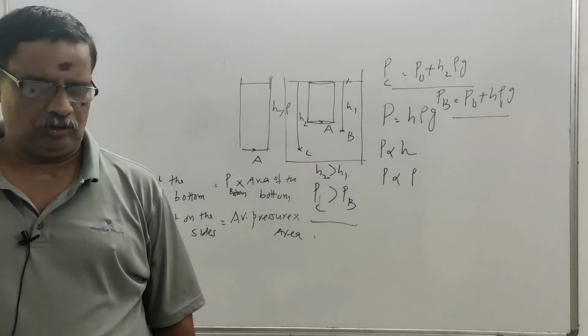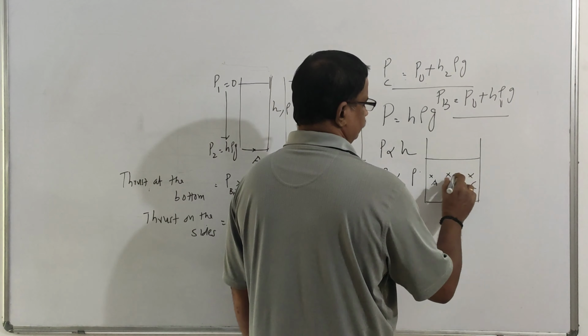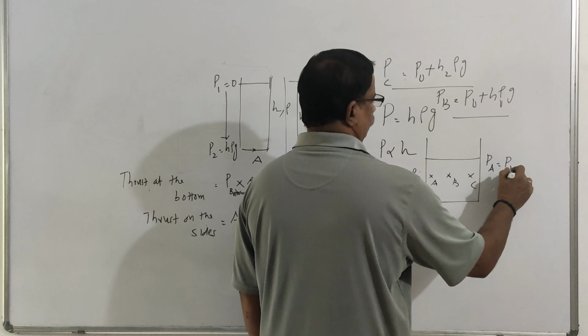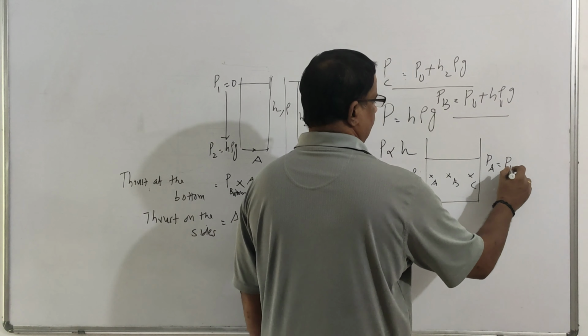There are some important properties for the hydrostatic pressure. Number one, as all of you know, in a liquid in equilibrium, we are dealing with liquids which are in equilibrium, all points in the same horizontal level are at the same pressure. So if you have 3 points A, B, C, then PA equal to PB equal to PC. That is the first property.